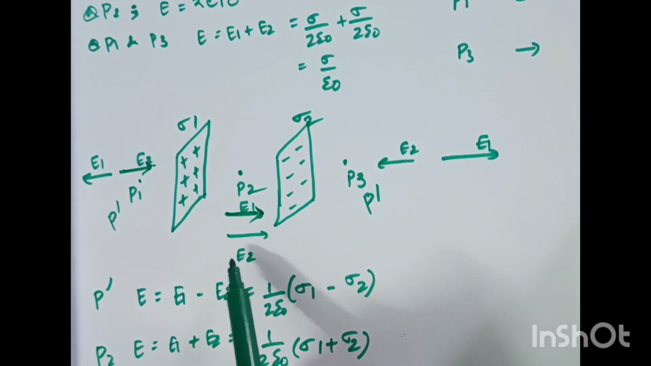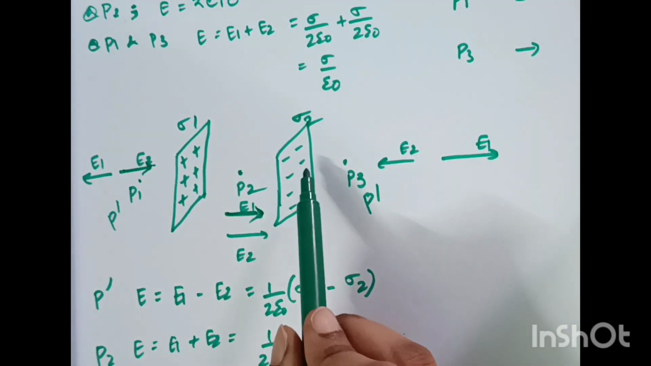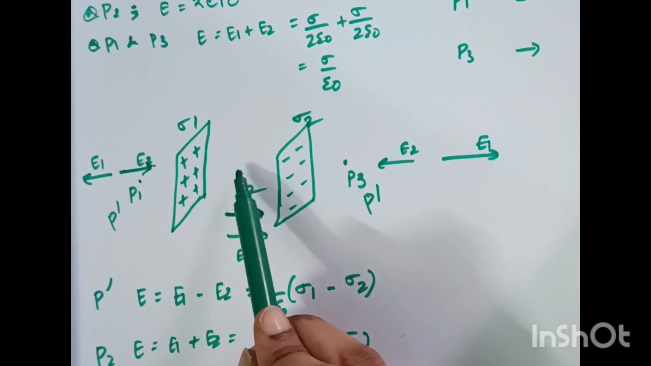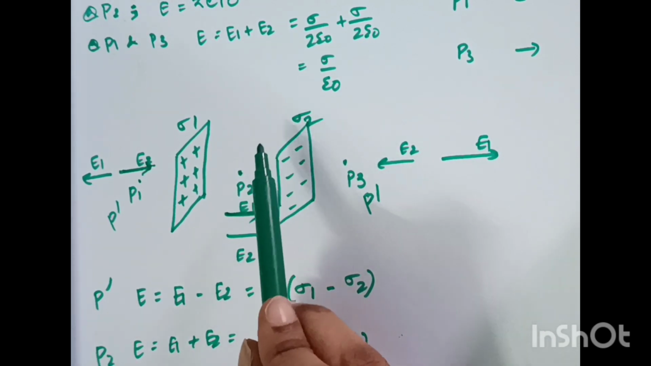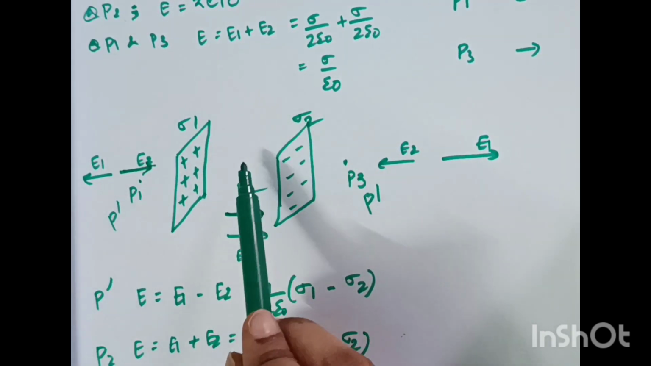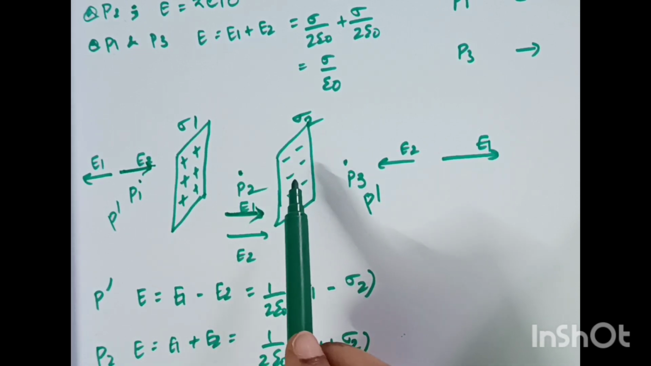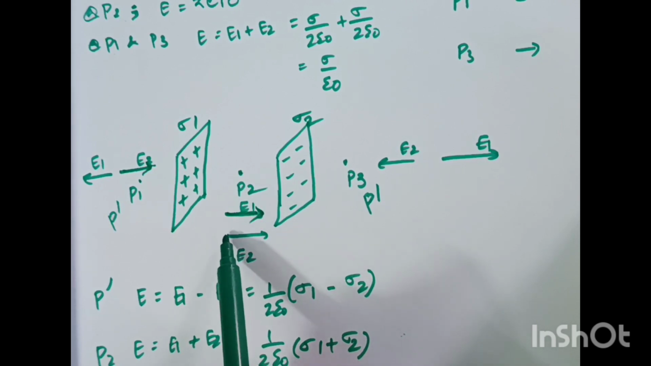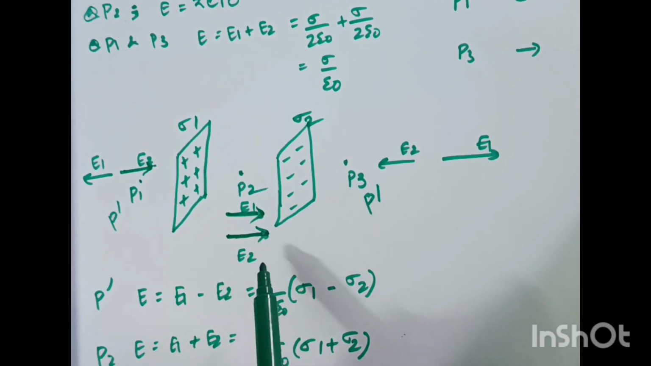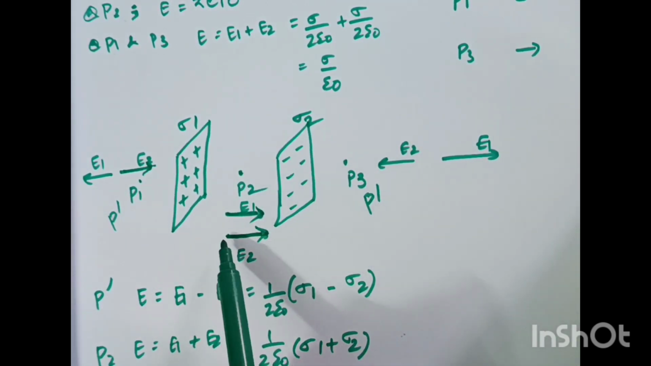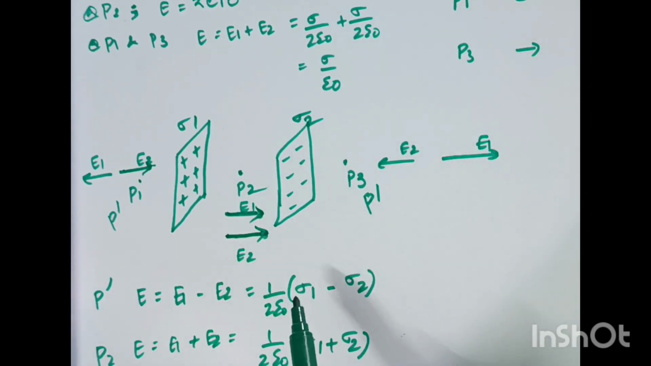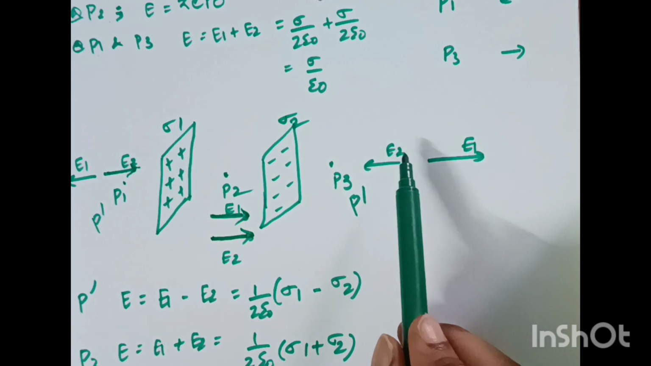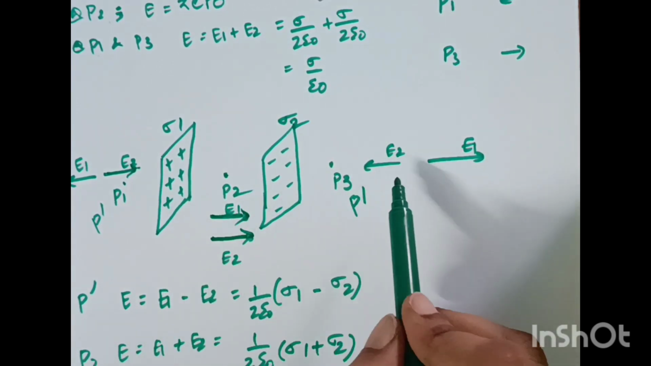What about E2? That is because of sigma 2. This point P2 with respect to sigma 2 is located on the left side of sigma 2, that is on the left side of plane sheet 2. So what will be the direction of the electric field? At this point the electric field will be towards the negative charges. So these are the negative charges, and the electric field will be directed towards the negative charges. So E2 is also in this direction.